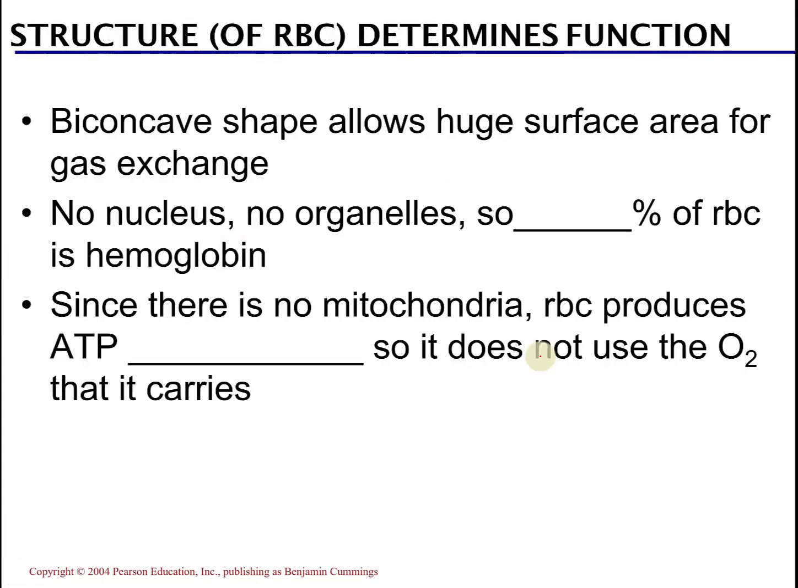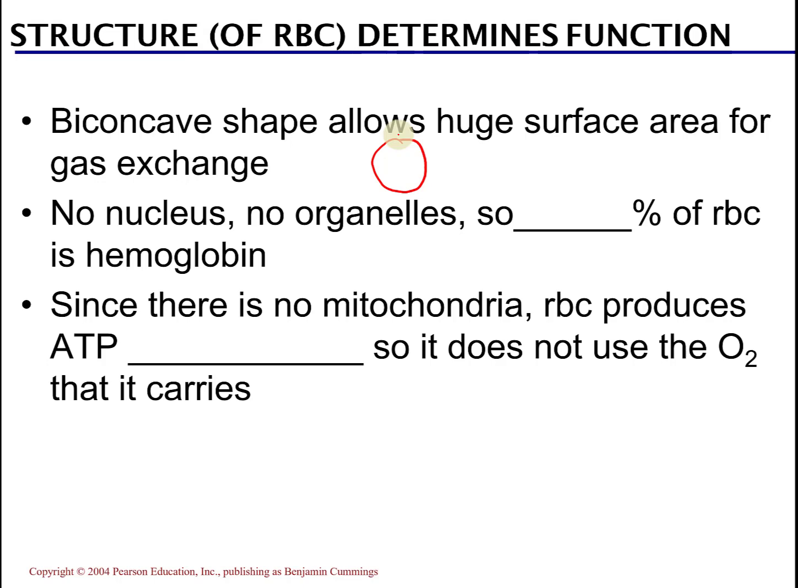Remember that structure determines function. This is a theme throughout our course. So what is it about the red blood cell that makes it so perfect at carrying oxygen? Well, first of all, it's got that biconcave shape. And remember, anything that has indentations in it that isn't a circle is going to have a greater surface area. And the greater the surface area, the more room for gas exchange.